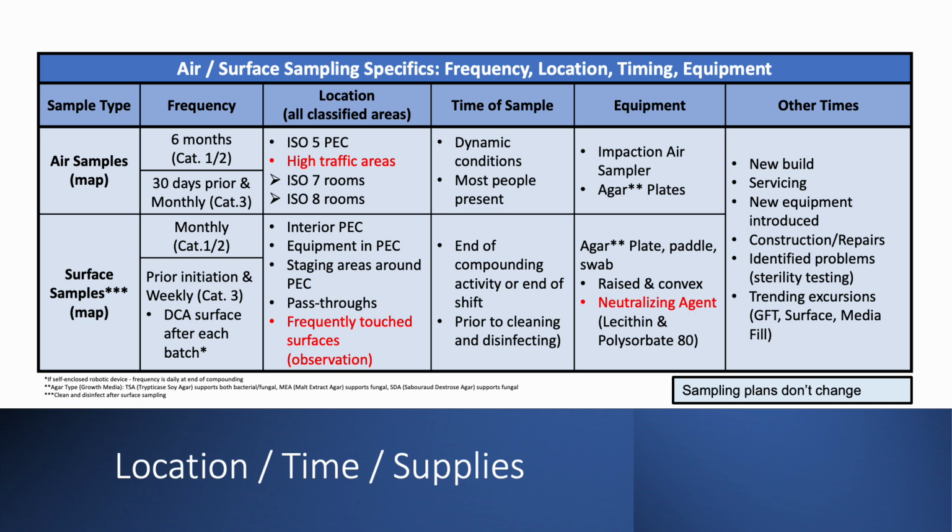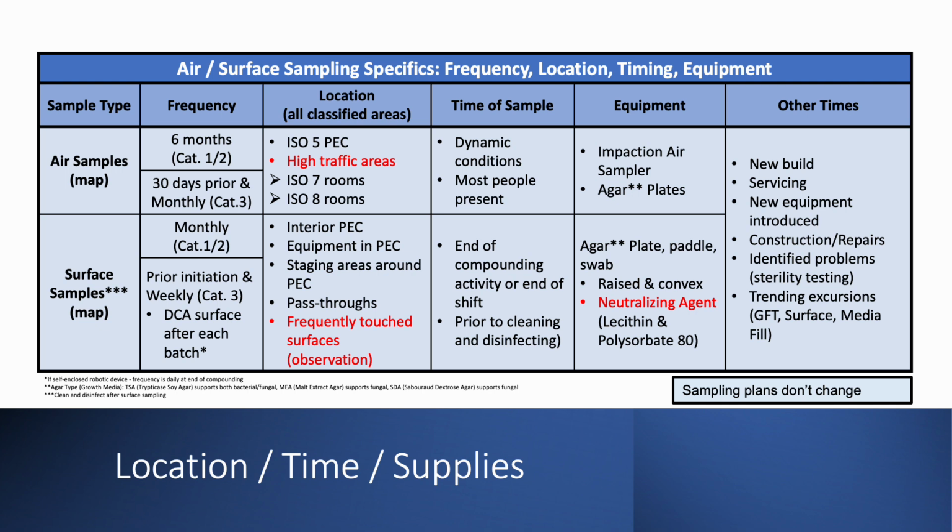For air sampling, the frequency will be every 6 months for Category 1 and 2 compounding, and every 30 days for Category 3. Locations to be sampled are the interior or inside the ISO 5 PEC or hood, and also your ISO 7 and ISO 8 rooms, targeting the high traffic areas.